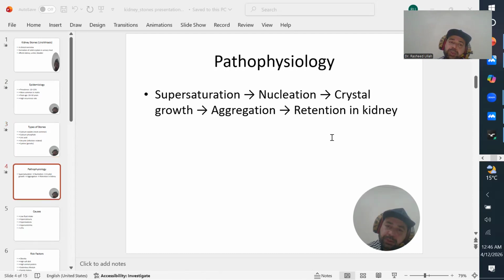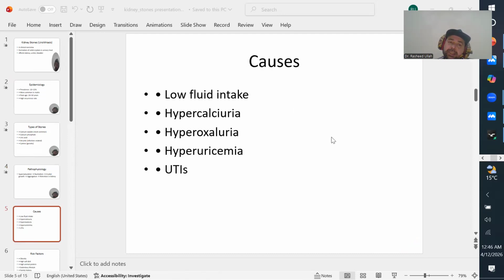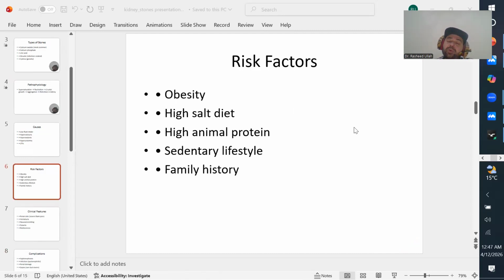Then we're going to talk about the pathophysiology. So supersaturation occurs, nucleation occurs, crystal growth occurs, aggregation occurs, and then it gets retained in kidney. And what are the causes? Low fluid intake can cause it, hypercalciuria, hyperoxaluria, hyperuricemia, and UTIs can cause it.